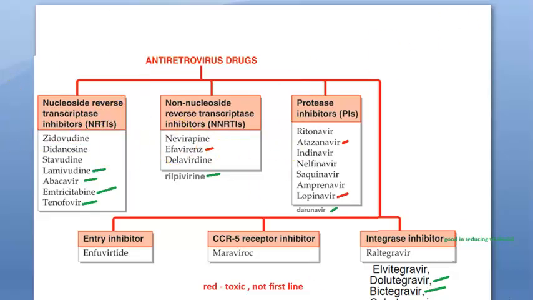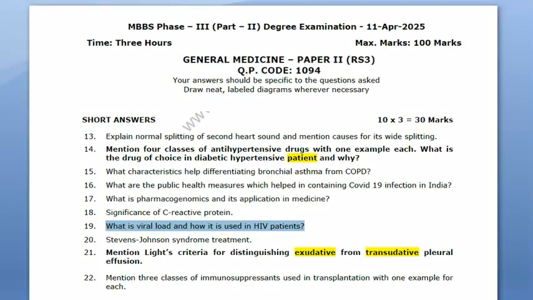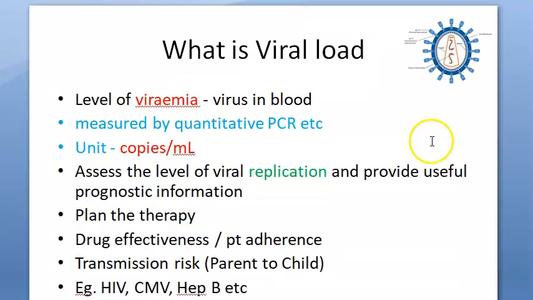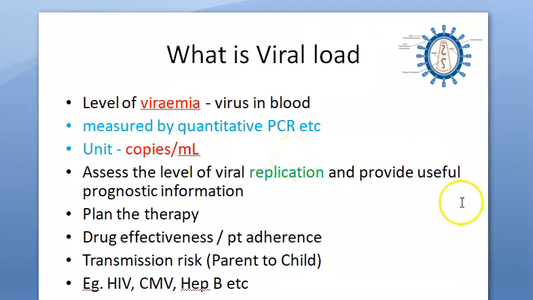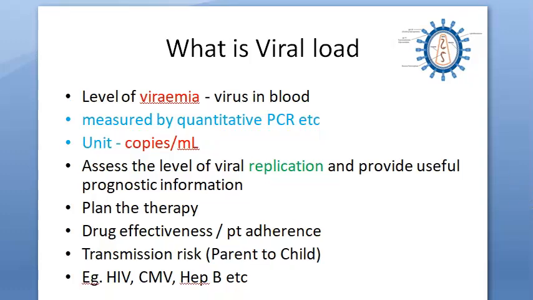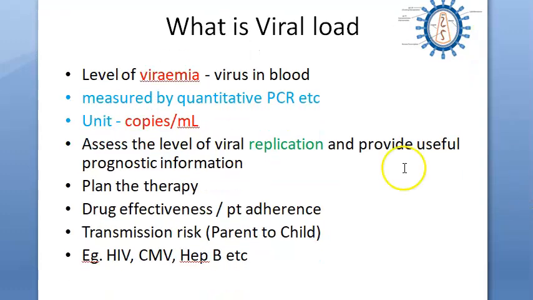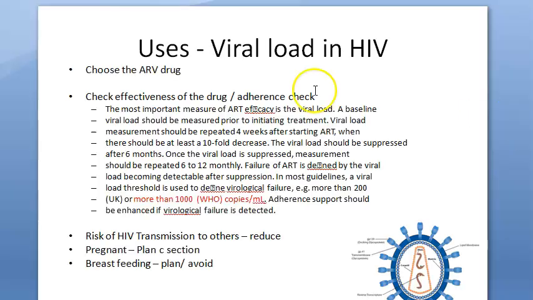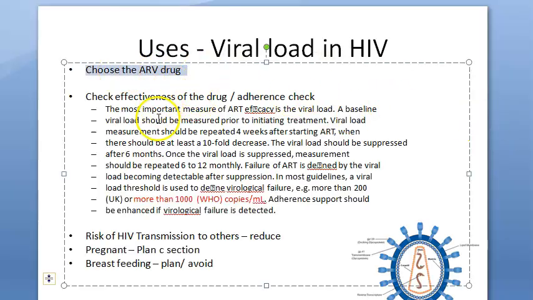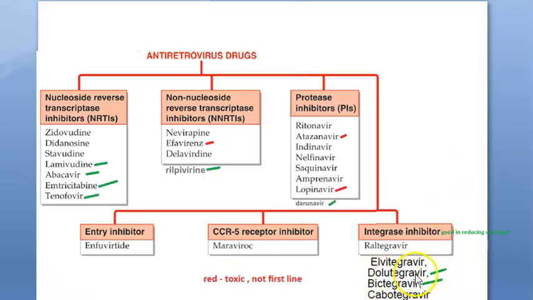Fine. So let's go back here. So viral load they have asked, and how is it used in HIV? Viral load we have explained in general for all types of virus, and for HIV you will say that it will help you to choose the antiretroviral drug. You can choose integrase inhibitors like dolutegravir, bictegravir. All these integrase inhibitors, gravirs.